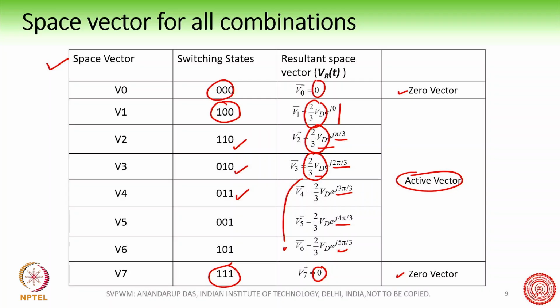Now these are actually named; they are given some numbers. As you can see here, the 2 zero vectors are given V0 and V7 numbering, and V1 to V6 are given for the 6 active vectors. So this is how the space vector is related to the 8 switching combinations of the VSC, and we can find out the resultant converter phase voltage space vector.